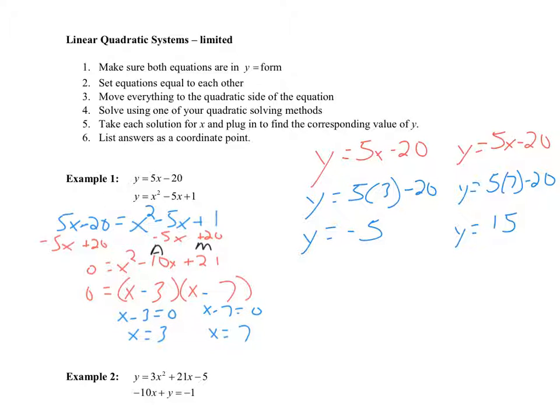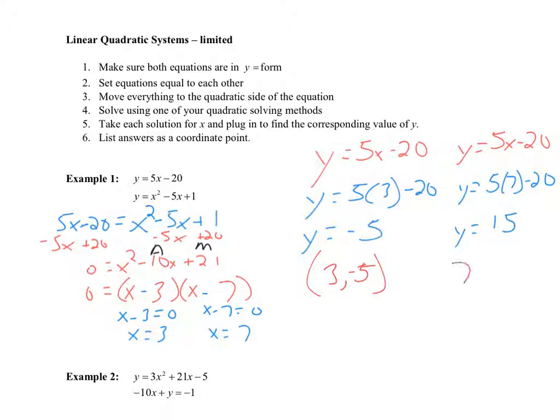You need to list your answers as coordinates. Okay, so we need to write 3, negative 5, and 7, 15. So here we have it. This is our 3, the x value that gave us the y value of negative 5, so hence the 3, negative 5.